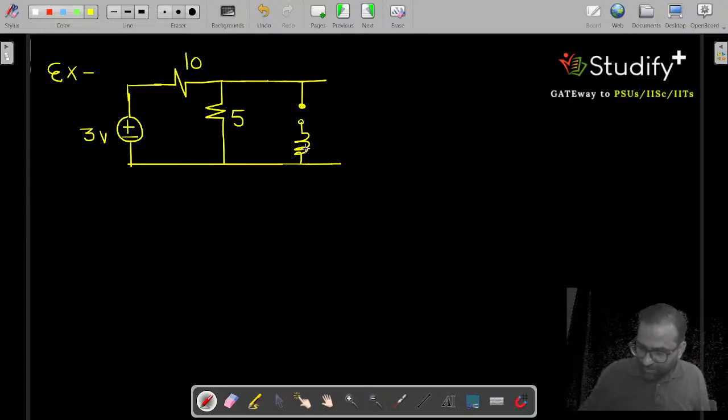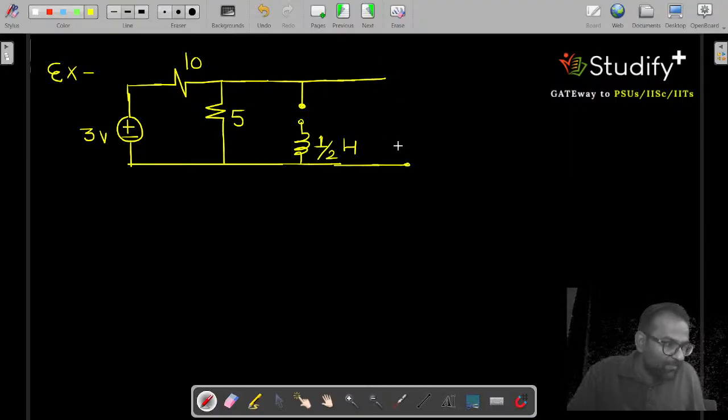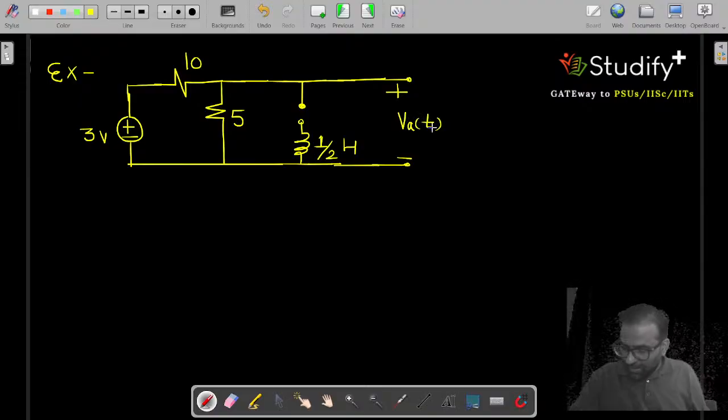And what is the value of this inductor? The value of the inductor is half Henry. And what is the question asking? The question is asking for VA of T. What is VA of T? VA of T is the voltage across the inductor.